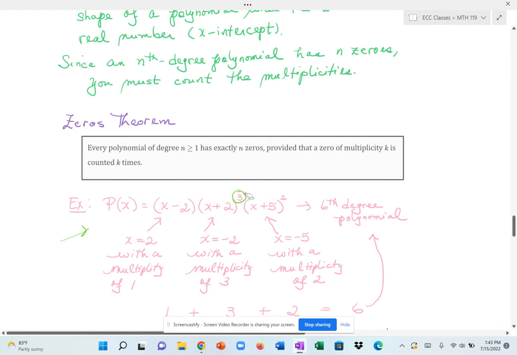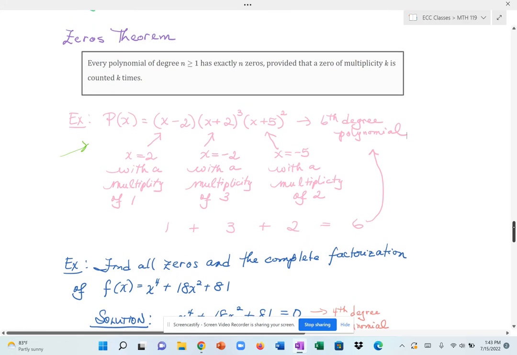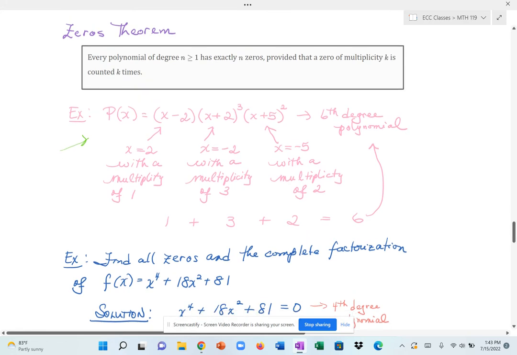So x minus 2 has a solution of 2 with a multiplicity of 1. X plus 2 to the third power has a solution of -2 with a multiplicity of 3. And x plus 5 has a solution of -5 with a multiplicity of 2. So if I add up all the multiplicities, 1 plus 3 plus 2, that equals 6, which is the same number we expected because it's a 6-degree polynomial.